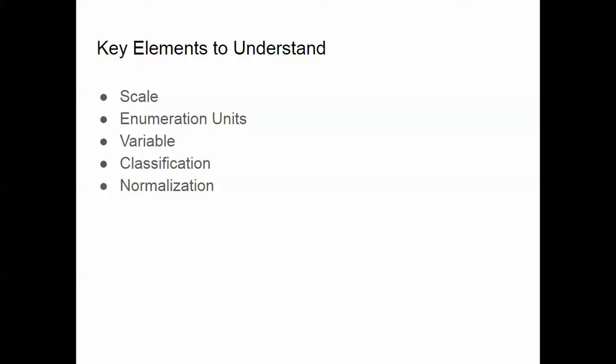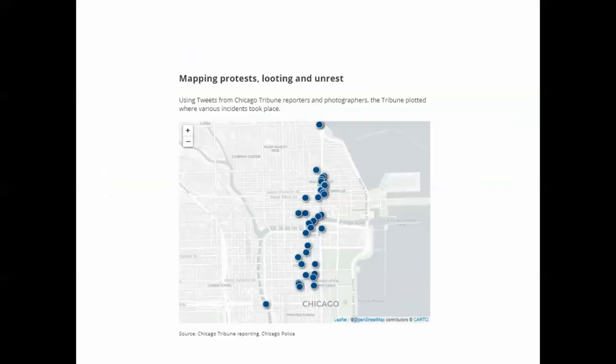So let's take a couple examples here, and I want to go through some of these things so you can see them. So first, this is what I pulled off the Chicago Tribune. It's a very simple map, probably one of the simplest you can imagine. And this has to do with what has been happening over the last couple of days. And these are mapping protests, looting, and unrest.